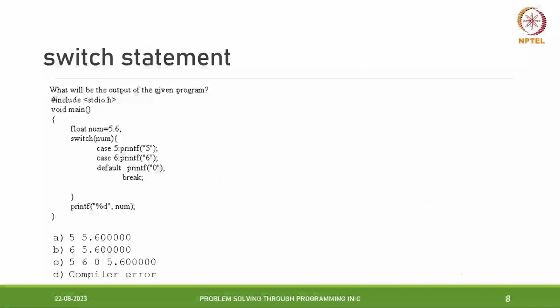Okay, so now we'll look at one more example of the switch case statements. Here you have defined a floating point variable named num with the value of 5.6, and then you are using a switch case statement to print certain things. And there is no break, so if it prints, it will cause a fall through. So what do you think should be the output of the given program?